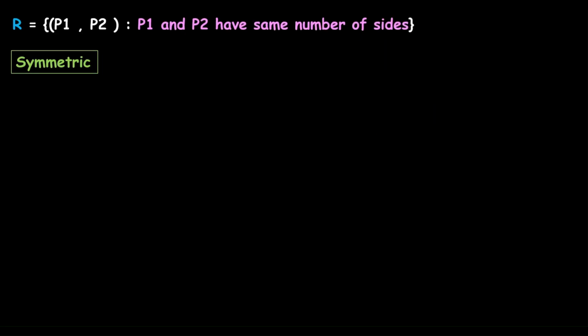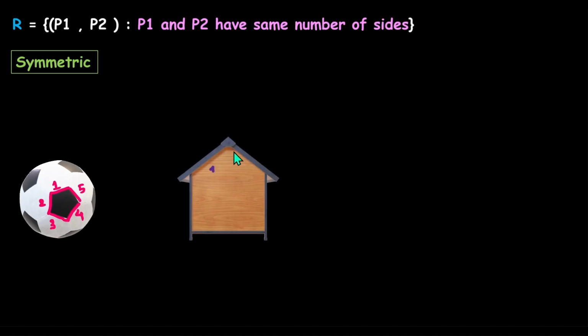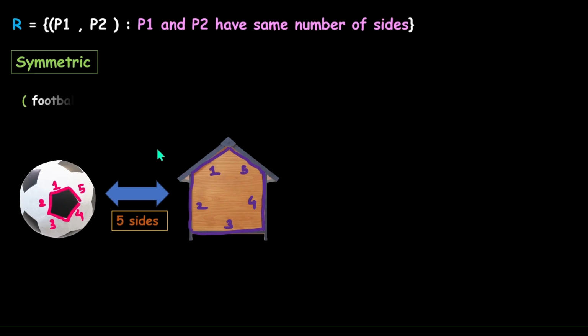So suppose we take the example of our football again. This football has 5 sides, as we just saw. Another example that we can think of is the back of a wooden house, right? It's something like this, and we can get the sides here. That's 1, 2, 3 and 4 here, and there's a fifth side here. So we can see that both of them have the same number of sides. That's why they are related, because they have the same number of sides. So we can say the football pentagon and the house pentagon are related. They belong to the relation R.